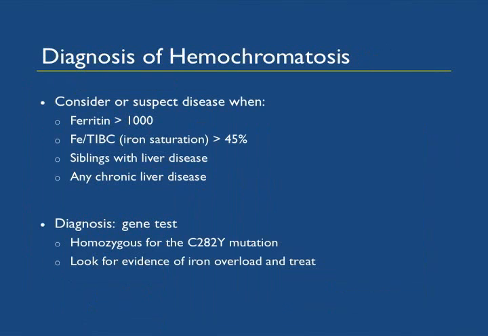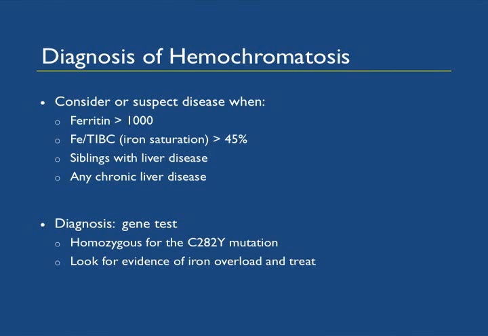One should suspect the diagnosis of hemochromatosis and disease due to iron overload if a patient has a ferritin value of greater than 1,000 or an iron saturation value of greater than 45%. Also, if a person has siblings with liver disease, and patients with any chronic liver disease need to be examined to see if they have this disorder.